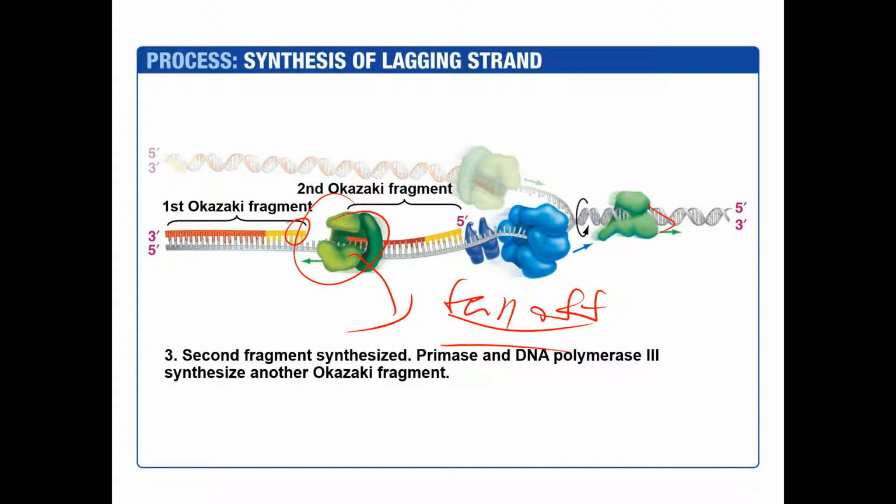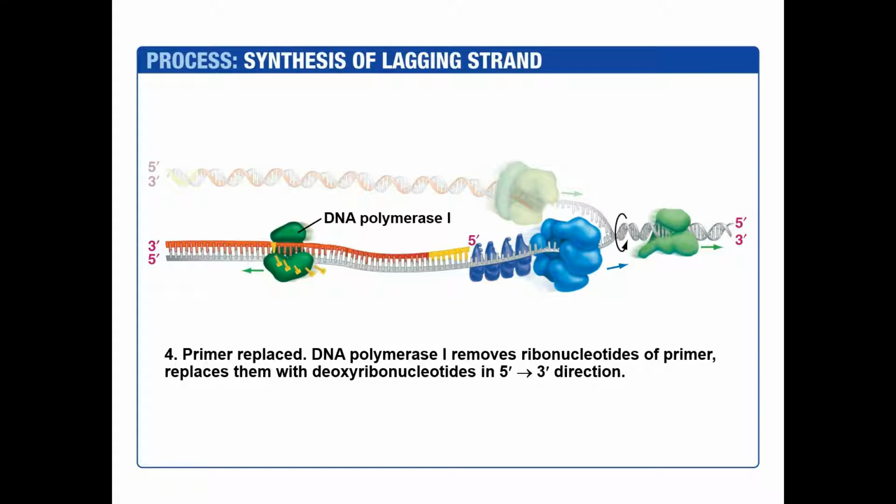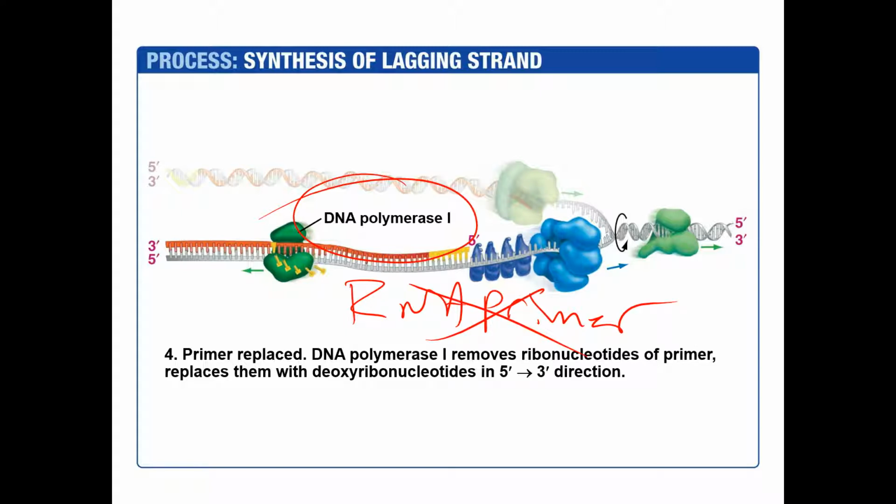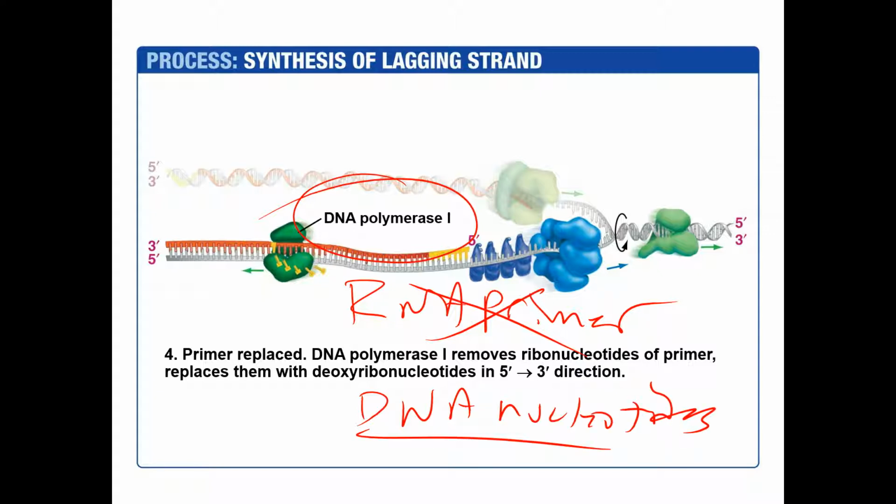Here we have another enzyme that comes in, DNA polymerase 1. DNA polymerase 1 comes in and removes the RNA primer, and it lays down DNA nucleotides. But then we have a problem, because the last DNA nucleotide that gets attached is not going to be connected to the pre-existing DNA nucleotide chain that was synthesized by DNA polymerase 3.